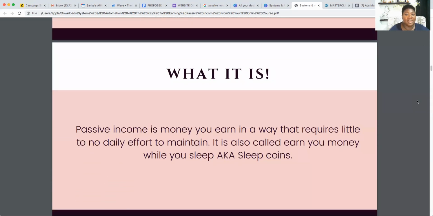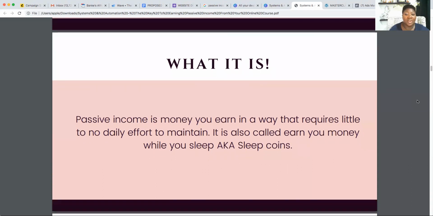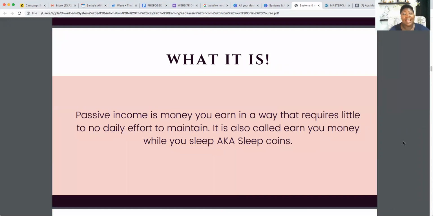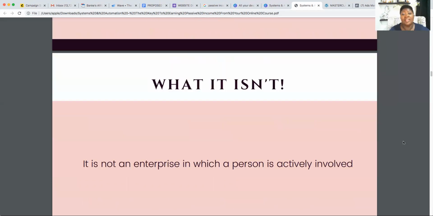Now, what passive income is? Passive income is money you earn in a way that requires little to no daily effort to maintain. It's also called earning your money while you sleep, also known as sleep coins. So when you are earning passive income in the real sense of the word, you do not have to deliver your voice notes while driving in the traffic after you've been in the hospital for days. That is actively delivering your course. In that situation, you are no longer earning sleep coins.